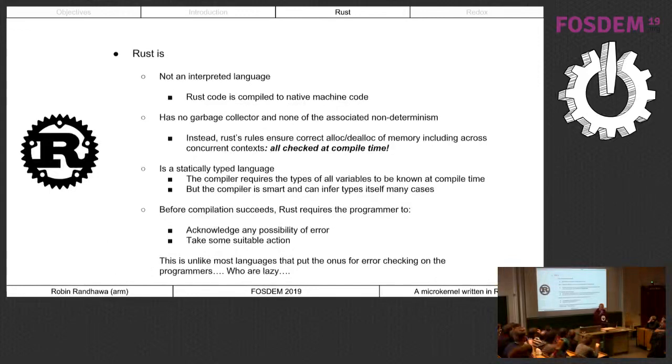Okay, so it's not an interpreted language. A lot of people don't know this. It compiles to native machine code. There's no garbage collector, so there's no associated runtime non-determinism, which becomes an issue in our areas. There's a scope-based scheme where allocation and deallocation is checked at compile time. So all the types of all variables have to be known at compile time. The compiler will not allow you to progress otherwise. But the compiler can do type inference, which is handy if you're doing a lot of code and you don't want to repeat the types again and again. So that's a modern feature. A lot of modern languages have automatic type inference as well, right?